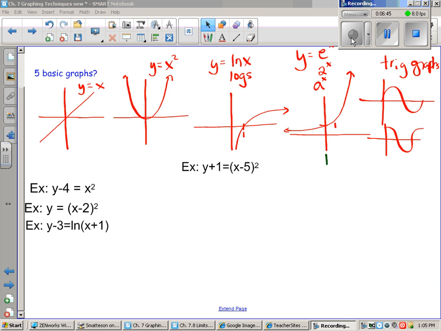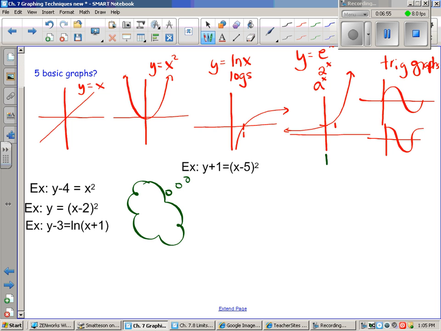Okay, let's try this last one. y plus 1 equals, and then you have x minus 5 squared. Similar to the ones that we did in the beginning of class, my hope is that you recognize this as being a y equals x squared graph. And so you're thinking, okay, I've got a parabola centered at 0, 0.